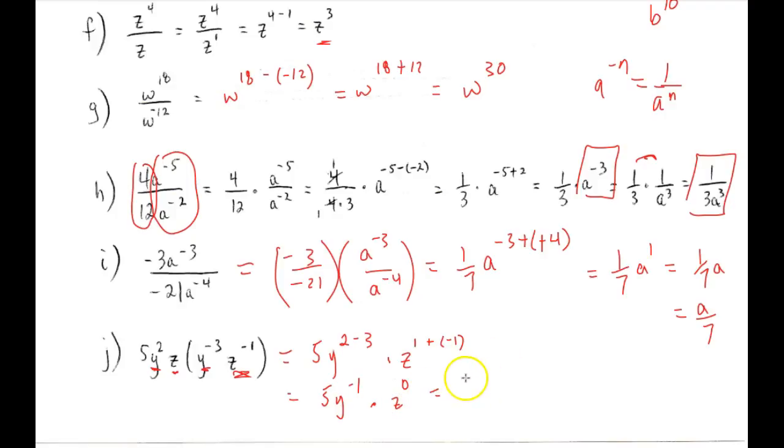And of course, 5 raised to the negative 1 will be 5 times 1 over y times 1. And if we multiply all that together, we get 5 divided by y.